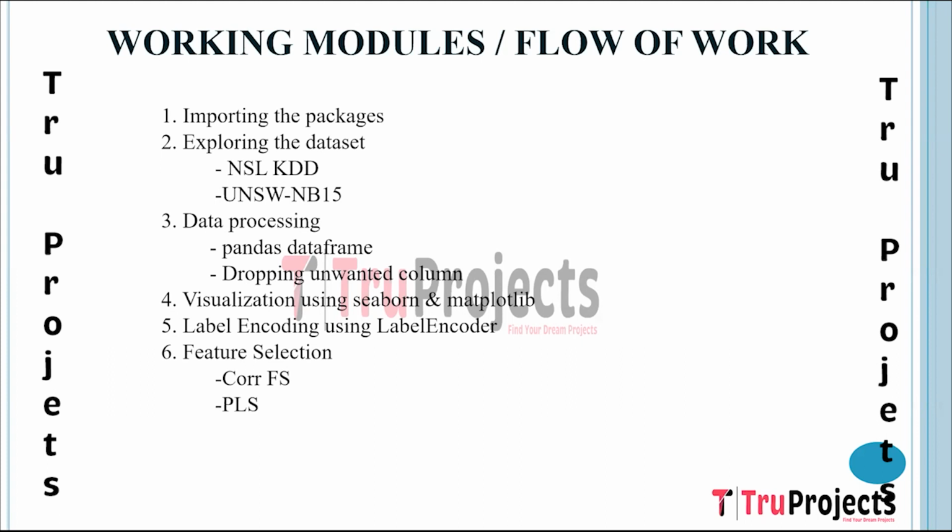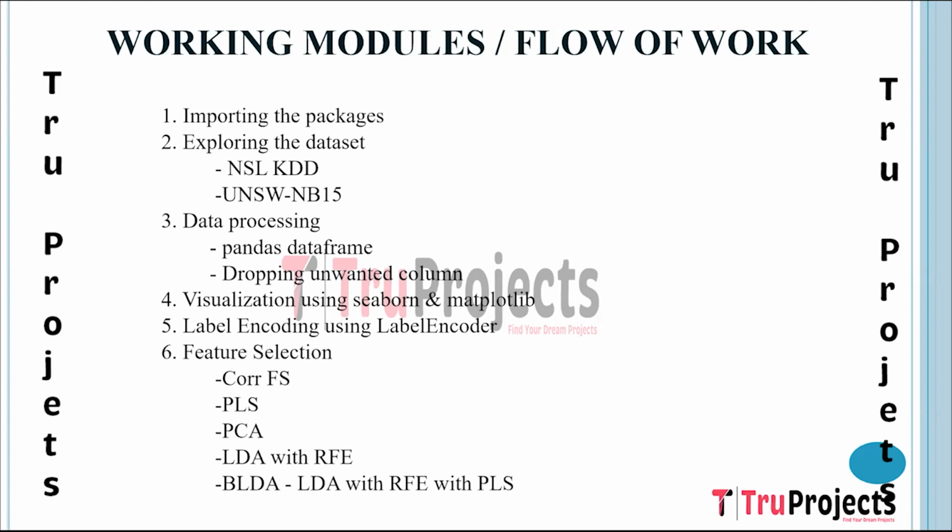PLS, partial least squares, reduces feature dimensions by capturing relationships between input and output variables. PCA, principal component analysis, reduces data dimensions by transforming correlated variables into uncorrelated components. LDA with RFE, linear discriminant analysis with recursive feature elimination, utilizes LDA with a recursive elimination process to select the most significant features.